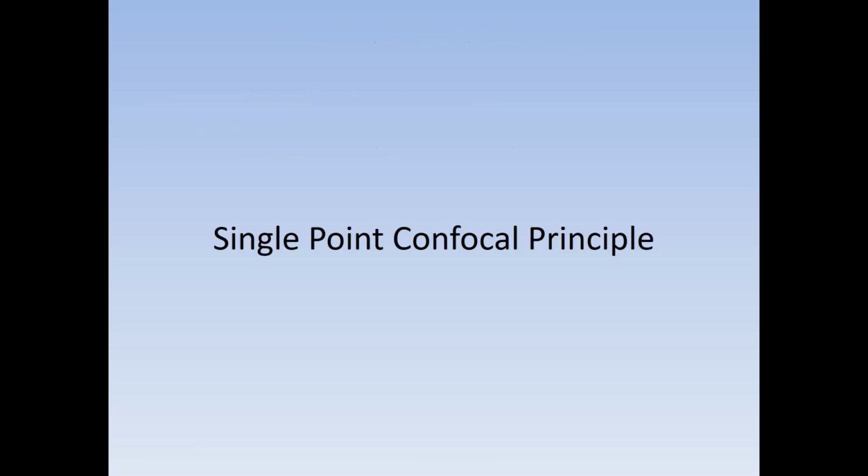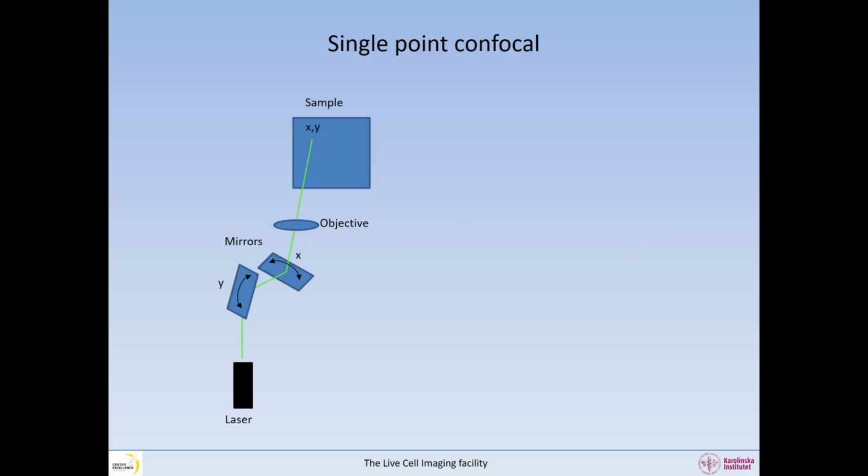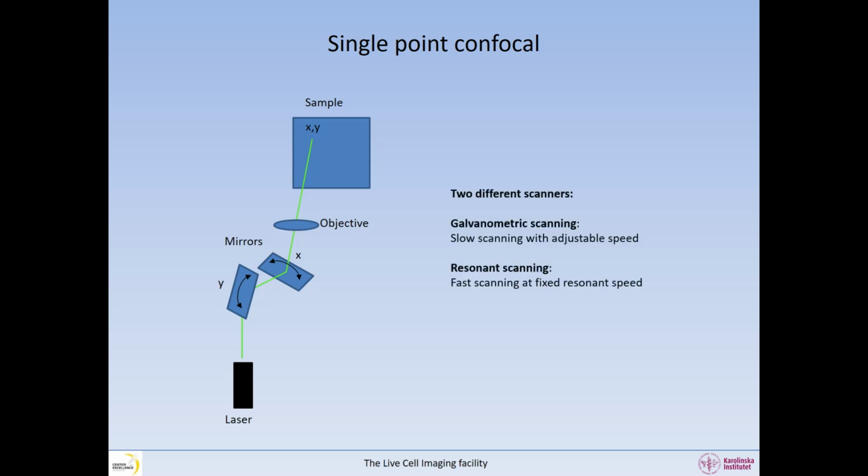So here is a little reminder of the single point confocal principle. So we have a laser that sends the light to the scanner, and inside the scanner we have 2 mirrors, one that scans the light in the X direction, and the other one that scans in the Y direction, and together they are moving in such a way that they scan the spot of light across the whole sample through the objective. So we're going to compare a galvanometric scanner, which is slow but with adjustable speed, to a resonance scanner, which is fast but we cannot change the speed.